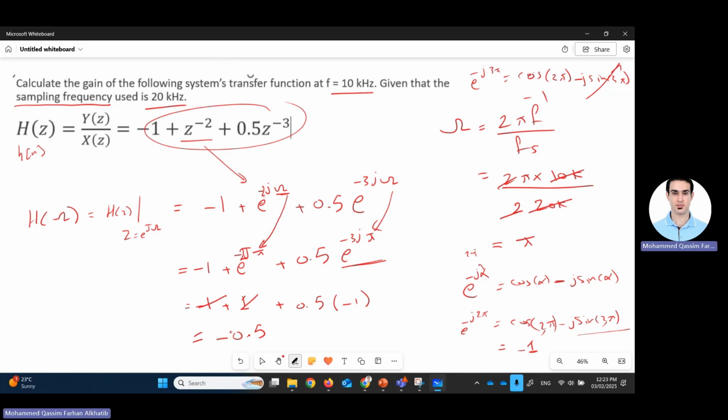Now to find the amplitude, pi over 2. 10 over 20k, 20k, so they cancel.